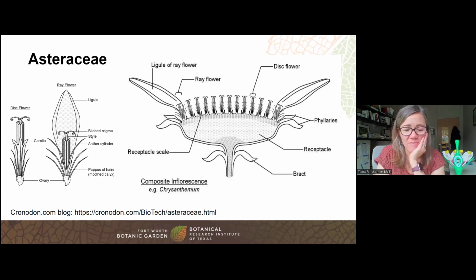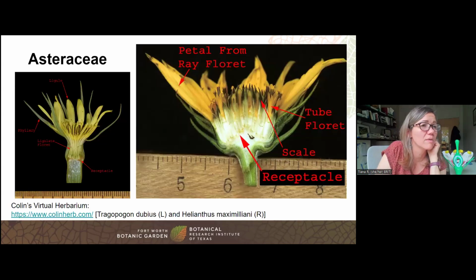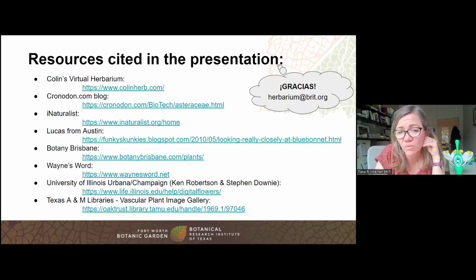Actually, I was thinking the same thing. It might be a good exercise, so if any of y'all do come across some of these resources that you find useful for labeling parts, send them our way to herbarium@brit.org, and we'll post them maybe on a blog somewhere, because I think this is helpful to learn. I know I learned a lot doing this. And yeah, definitely, this helps with looking at dichotomous keys and IDing stuff even.